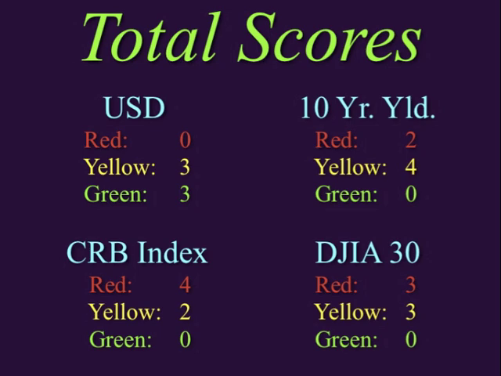And in third place, it's the Dow Jones Industrial Average. Looks like it's headed lower though. We had 0 green marks, 3 yellow marks with 3 red marks. And in last place, it's the commodities. We had 0 green marks, 2 yellow marks, and 4 red marks.